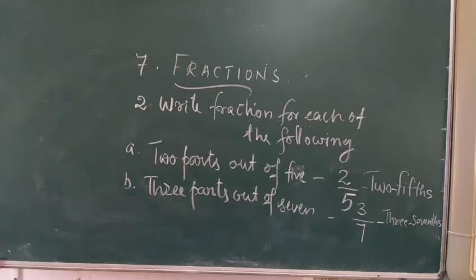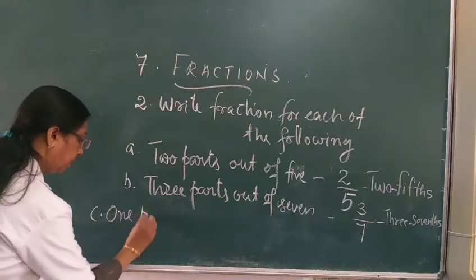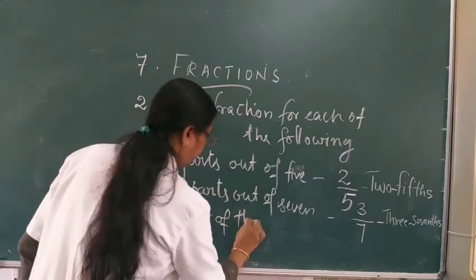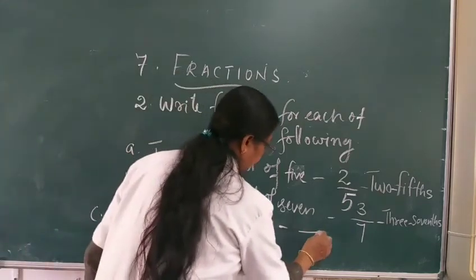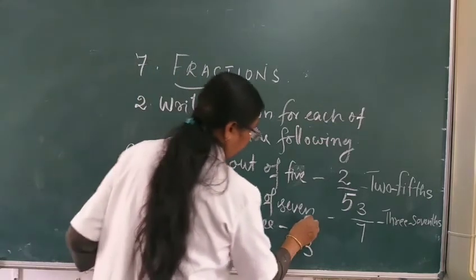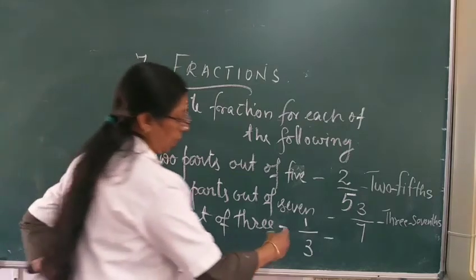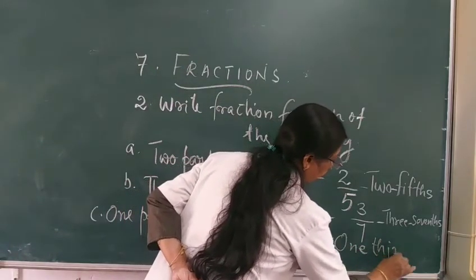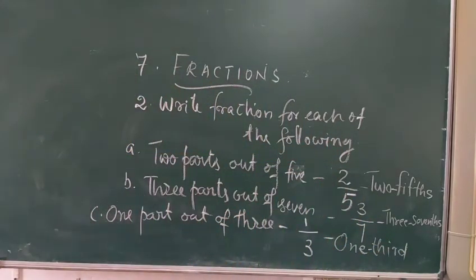Then 1 part out of 3. The total part is 3. That represents the denominator. Out of that, 1 part, that is the numerator. How do you write this? 1/3. 1/3. T-H-I-R-D. 1/3.